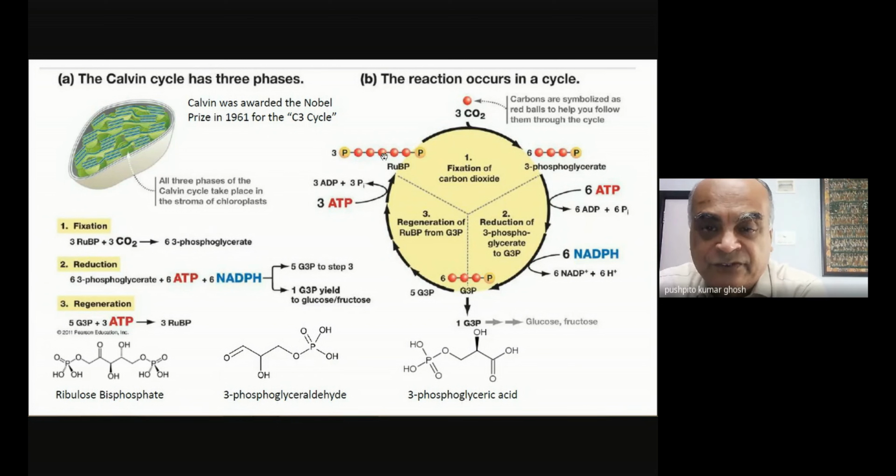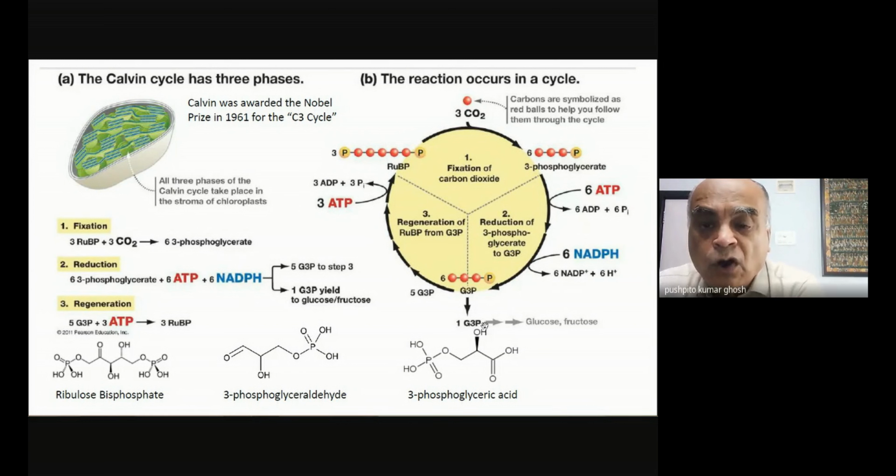Okay, and from 5 G3P, it will form 3 RuBP, so that you conserve the carbons. 5 times 3 is 15, 3 times 5 is 15. This again requires energy, just like this step required energy. How much energy? 3 ATP is getting converted into 3 ADP.